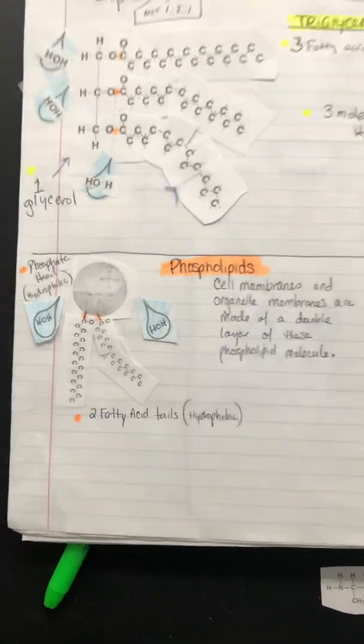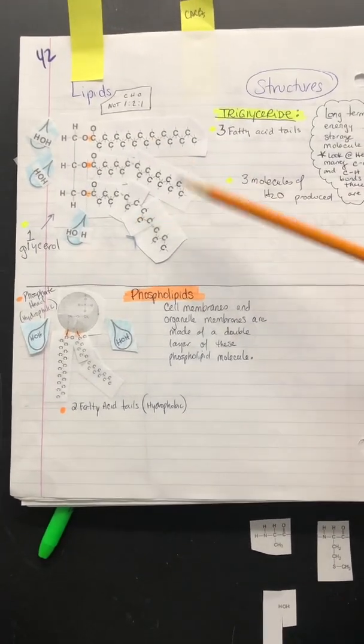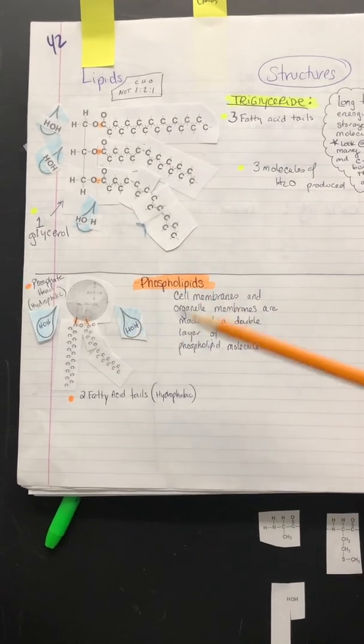So again, your finished lipid page looks like so. You've got your dietary triglycerides, and then you have your membrane phospholipids.